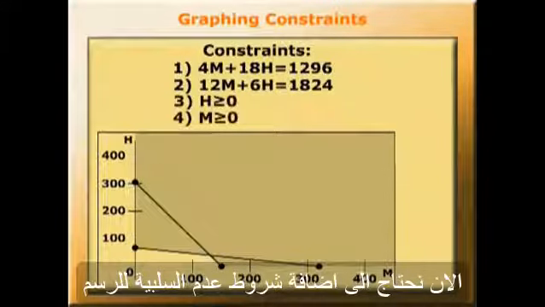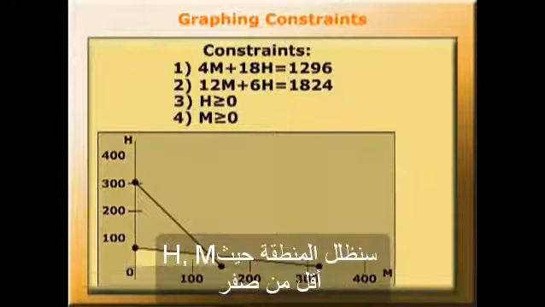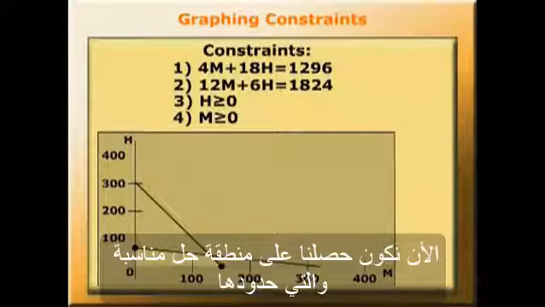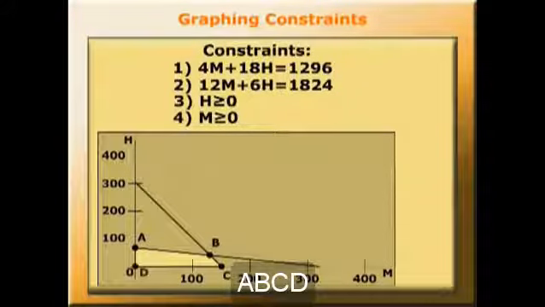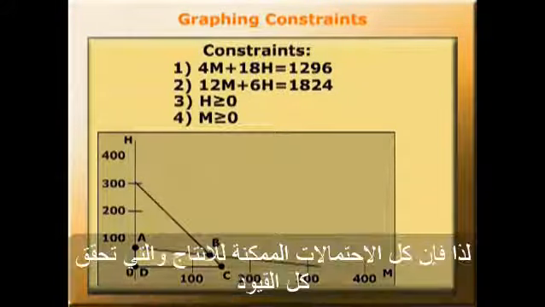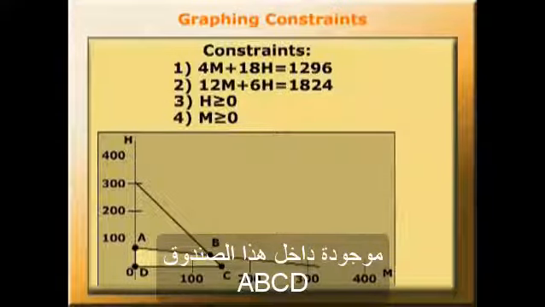Now we need to add the non-negativity constraints. We've shaded the areas where H or M would be less than 0. And that means we've now established the feasible region A, B, C, D. So the possible levels of output meeting all of the constraints are within this box. So we can look at points A, B, C, and D.